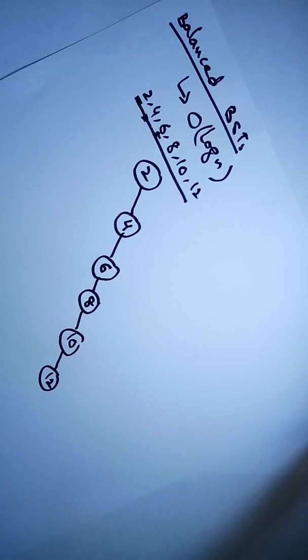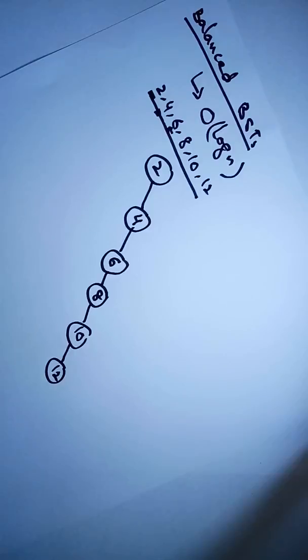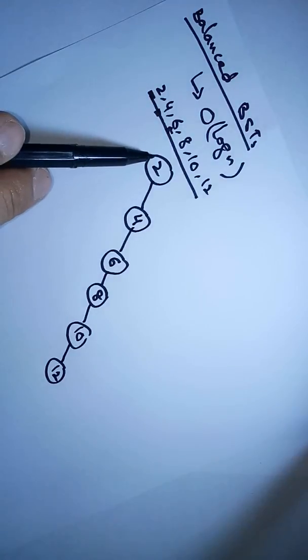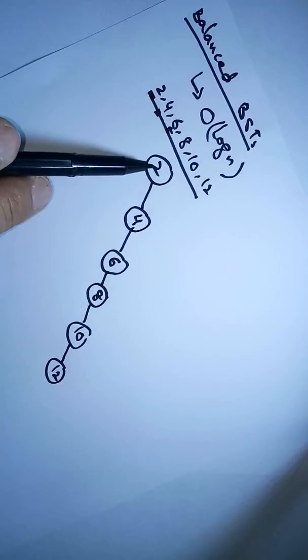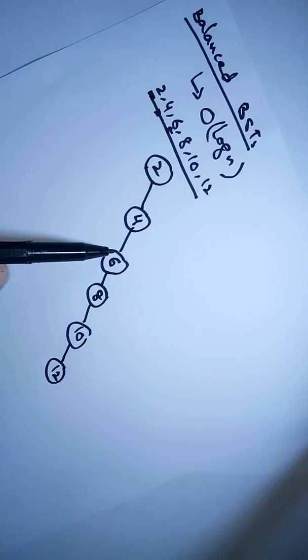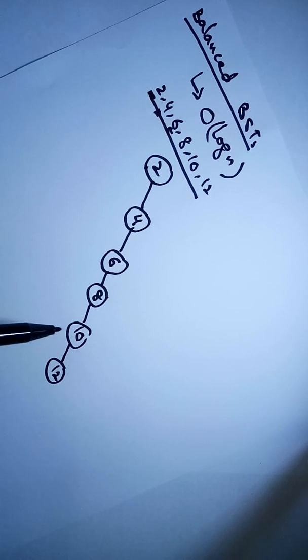This is nothing but a linear list, like a linked list. If I am interested in finding 10 in this BST, I go to the root node and compare. 10 is greater than 2, so I go to the right subtree, then 4, then 6, then 8, and then I find 10. And if I am interested in finding 12, I have to scan the whole list. So this is nothing but a linear list, like a linked list.